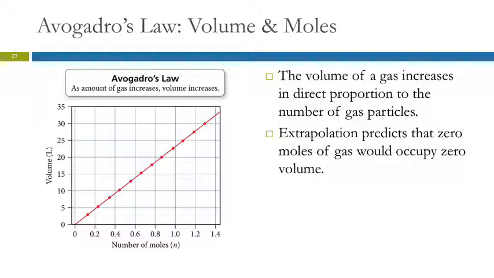So here's a graph of some data demonstrating Avogadro's law. Here's the volume of the gas and the number of moles. As we increase the amount of gas, the volume goes up. That makes sense. Think about a balloon. You put some air in the balloon, and you put some more air in the balloon, and it gets bigger, right? The more air you put in, the bigger it gets. If we take this and extrapolate to 0, we'll find that this predicts that 0 moles of gas would occupy 0 volume. Well, that makes sense.